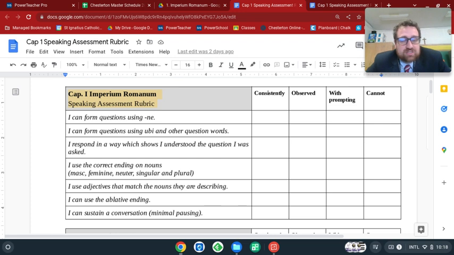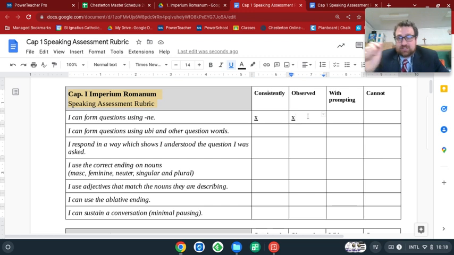I can form questions using -ne. So -ne is what you would put on est, right, to ask, "Estne Brundisium insula?" And if I observe that, then I'm going to check this box. The first time I observe it, I'm going to check this box. And if I observe it again, and I don't observe you using -ne in the wrong way or failing to use -ne to form a question, then I'm going to say, okay, they also did it consistently.